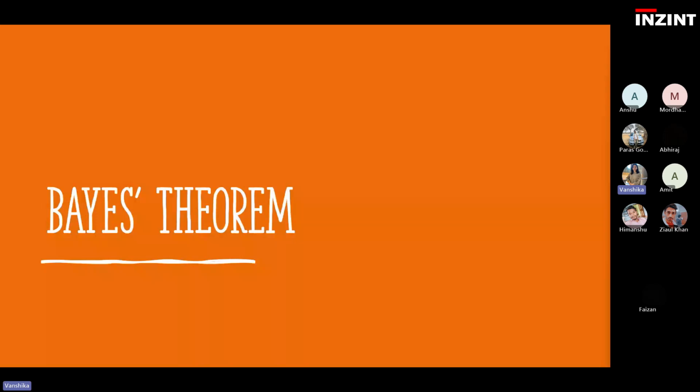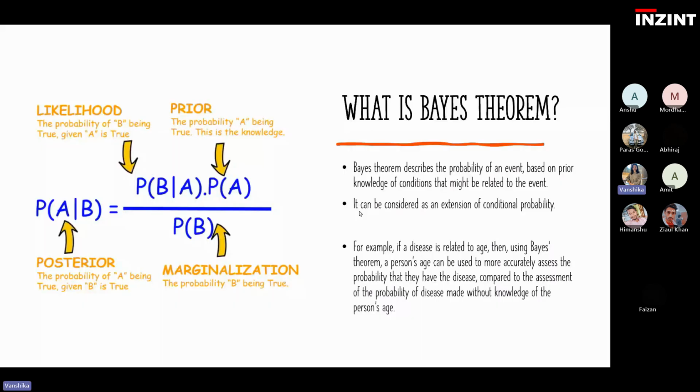Okay, so let's understand what Bayes theorem is. Bayes theorem describes the probability of an event based on prior knowledge of conditions that might be related to the event. Okay, so this is the bookish definition of what Bayes theorem actually is. Basically, it is an extension of conditional probability.